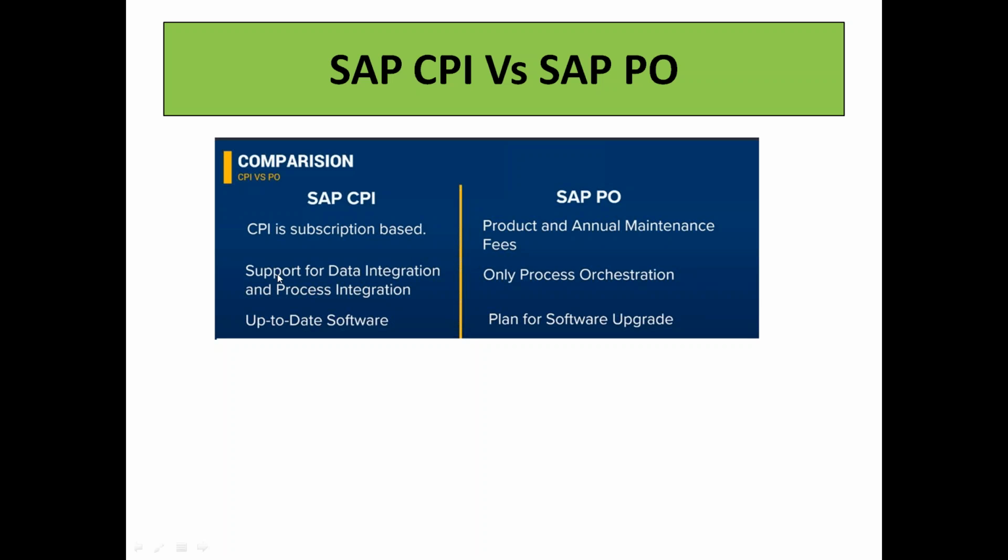So as I mentioned, SAP CPI is subscription based. You need to pay for the product and you need to pay extra for the annual maintenance. Then for support of the data integration and process integration, SAP CPI will take care. But in SAP PO, it will take care of only process orchestration. This is auto upgrade software. No need to do anything. The software itself will auto upgrade. In this, we need to plan for the upgrades. What are all the areas the new version is affecting? Accordingly, we need to plan.